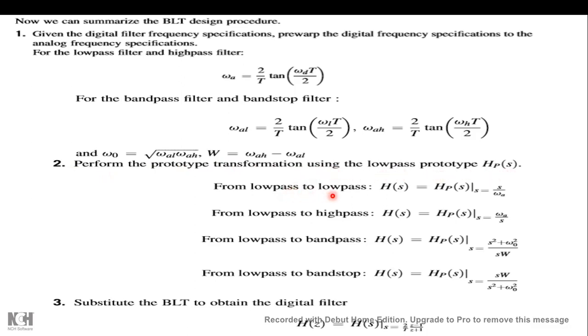As we discussed this prototype earlier, for the low pass filter we will just replace S with S over omega, and for high pass we will just replace S with omega A by S, and for band pass filter we will replace S by S square plus omega naught square divided by SW, and for band stop filter we will just replace S with SW divided by S square plus omega naught square. Lastly, we will apply the bilinear transformation to obtain the digital filter by replacing S with 2 by T, z minus 1 over z plus 1.